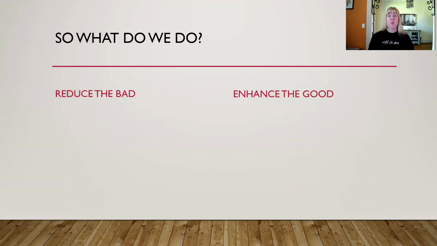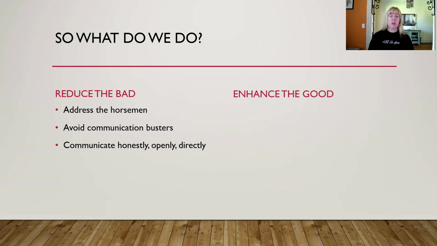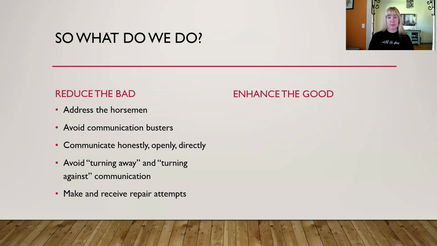So what do we do? Well, we need to reduce the bad at the same time that we're enhancing the good. How do we do that? We address the horsemen. That's the quickest way to start reducing the bad, is start dealing with those horsemen. Avoid the communication busters that I go over in more detail in the love and communication lesson. Focus on communicating honestly, openly, and directly. Okay, that's going to help reduce the bad. Avoid turning away and turning against communication styles. Make and receive repair attempts.